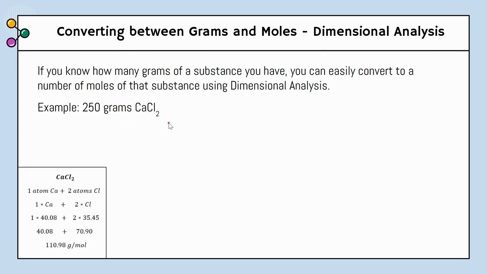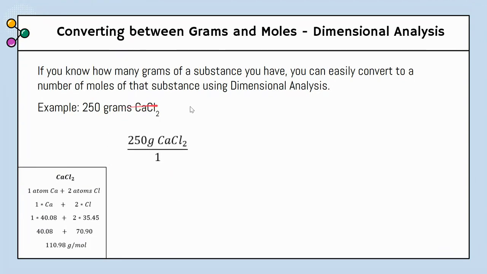First, I'm going to calculate the molar mass. You'll see why this comes in handy a little bit later on. Go ahead and pause the video to go through this process if you need, but the answer is here at the bottom. We can see that 110.98 grams of calcium chloride is equal to 1 mole of calcium chloride. Let's now convert from grams to moles.